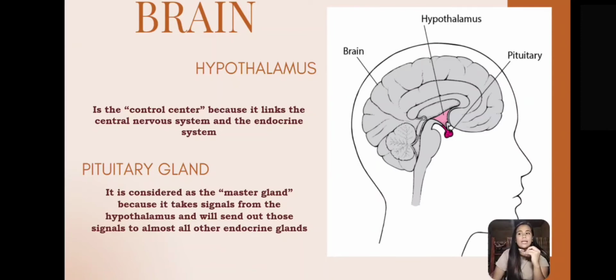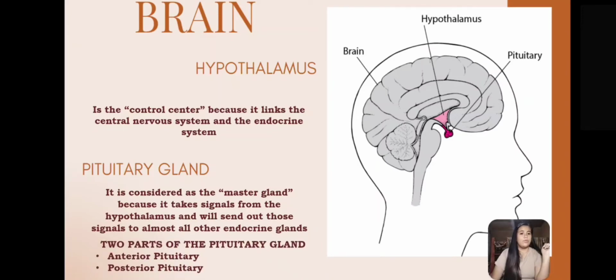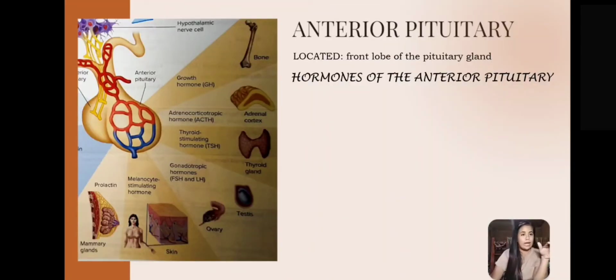So kani po dayong pituitary gland, naa ni siya duha ka part. So the first part of our pituitary gland is the anterior pituitary and the next is the posterior pituitary. So let us define more about the anterior and posterior pituitary. First is the anterior pituitary. Anterior, di ba, means front. So the anterior pituitary is located in the front lobe of our pituitary gland.